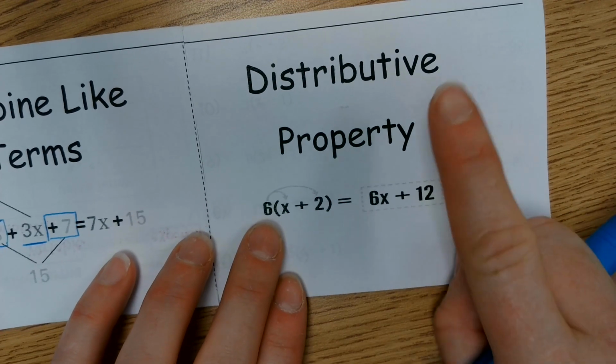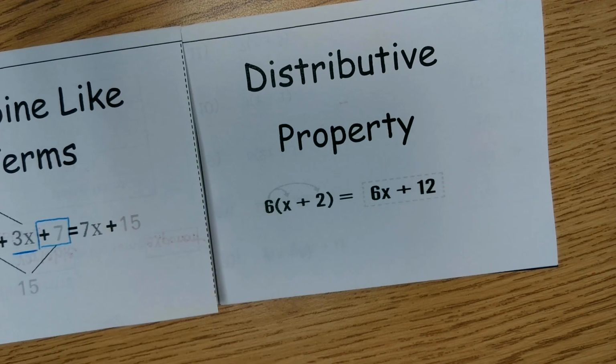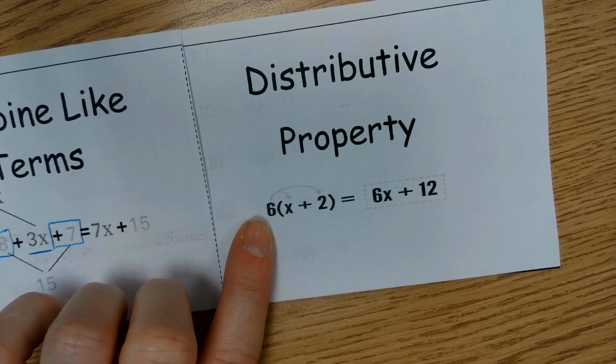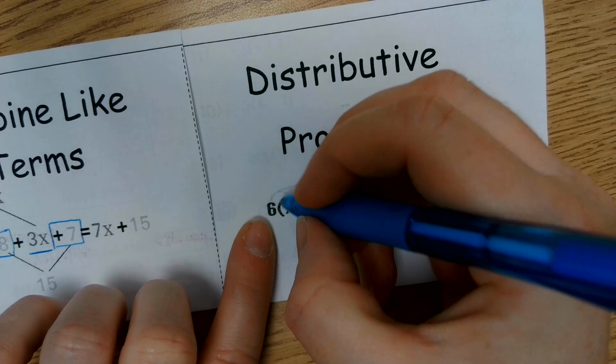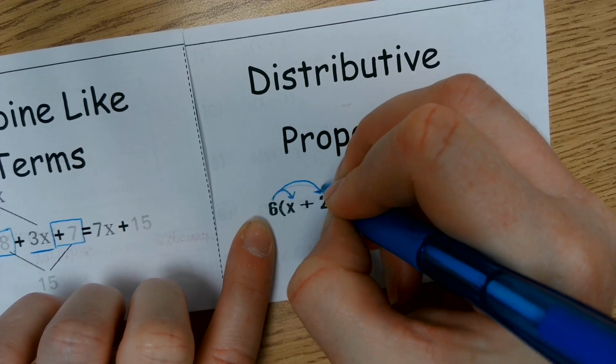So the way I think about distributive property is like the mailman. The mailman distributes mail, right? So let's say he has some junk mail that he delivers, and he has to deliver it to every single house in his zone. So it's kind of like the 6. The 6 is the junk mail. What's inside the parentheses is his zone. He's going to take that junk mail to every single house.